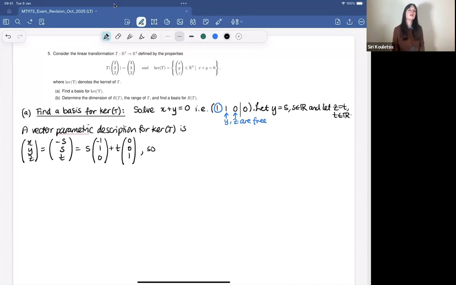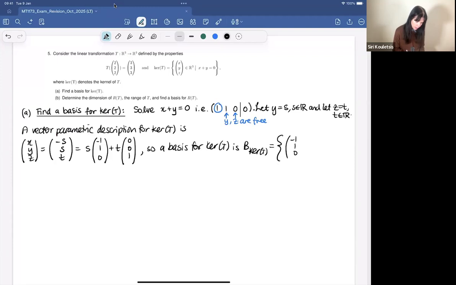And we know that the Gauss-Jordan method guarantees that these direction vectors are linearly independent. And so a basis for the kernel of T is therefore, let's call it B subscript T, the set consisting of these two vectors. Remember that a basis for a vector space is a linearly independent set that spans the vector space.